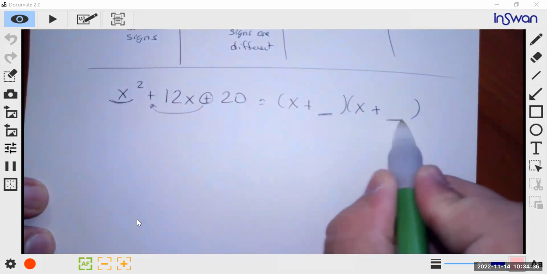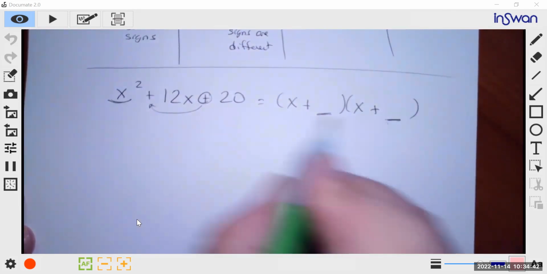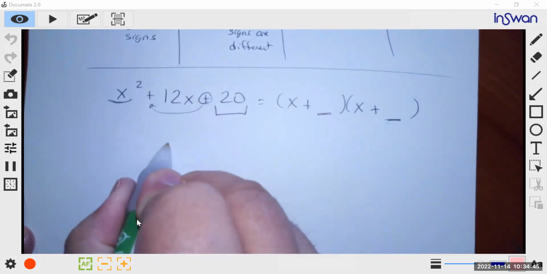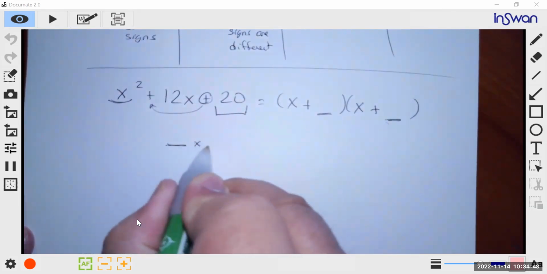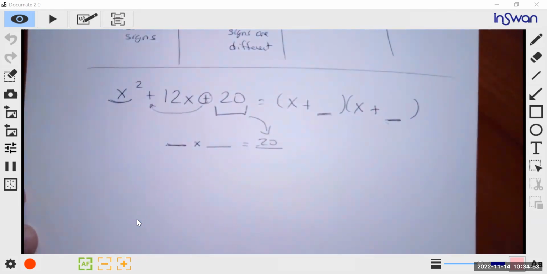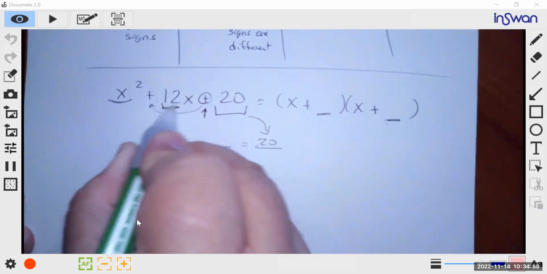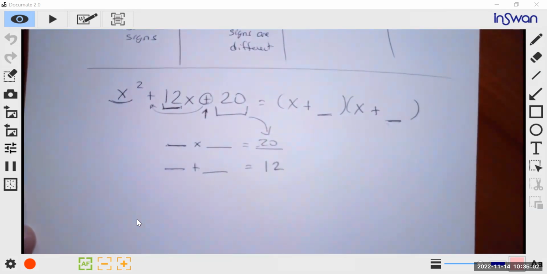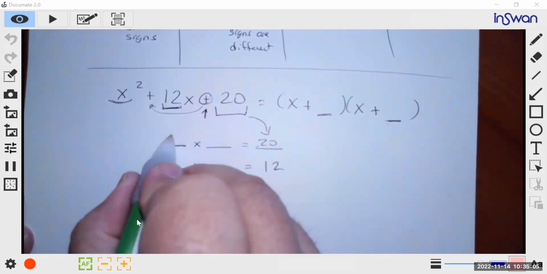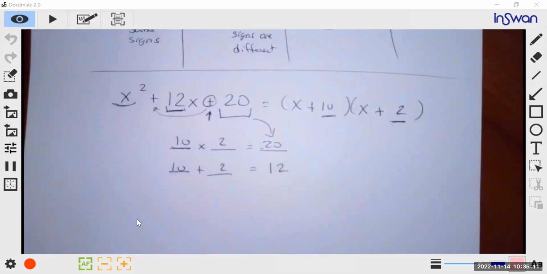To figure out these two numbers here, we have to look at this number. So what number times what number equals 20, when you add them, you get 12? Yeah, 10 times 2 or 2 times 10. So it's 10 and 2, or 2 and 10, doesn't matter. It could be either way. x plus 2, x plus 10, or x plus 10, x plus 2.